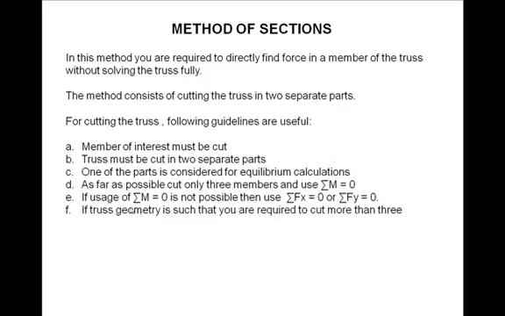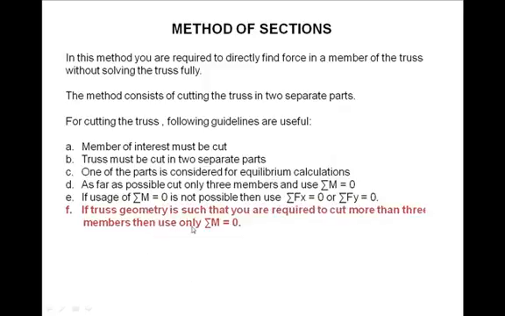But suppose the truss geometry is such that you are required to cut more than 3 members, then we can only use sigma m equal to 0. Sigma fx equal to 0, sigma fy equal to 0 will not be of much use. So in this video we are demonstrating this last type. If the truss geometry is such that you are required to cut more than 3 members, cutting only 3 members, the truss doesn't get separated in 2 parts. So this is what we are going to look at. Let's see.